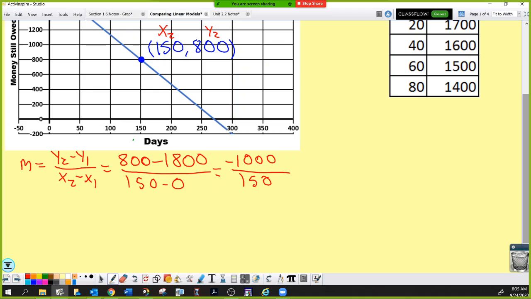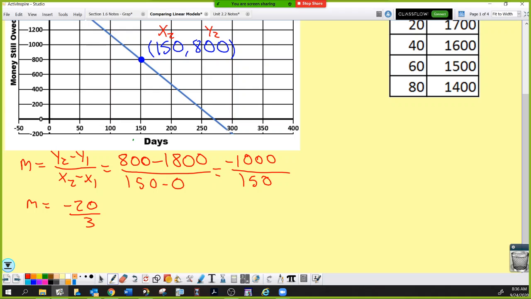And let's see, I can divide both these numbers by 50, and it'll give me negative 200 over 3. No, negative 20 over 3. I'm sorry. Yeah, negative 20 over 3. I divided the top and bottom by 50. That's as pretty as that slope is going to get.